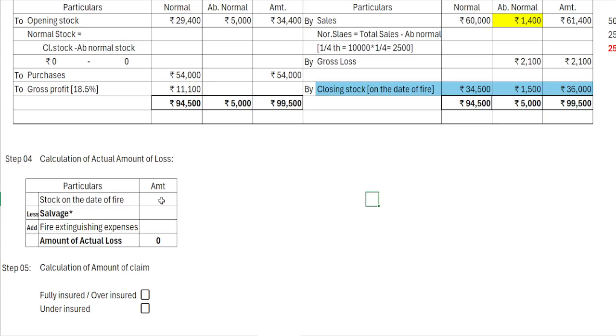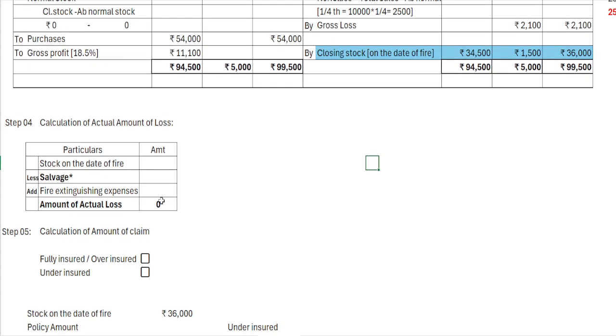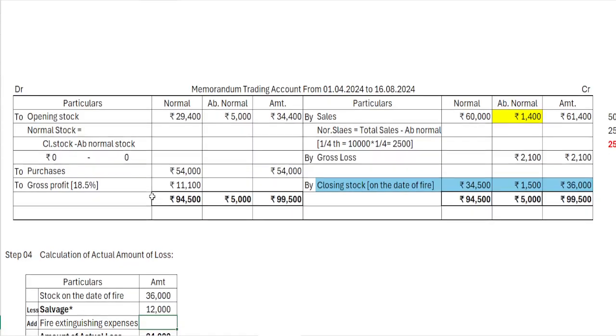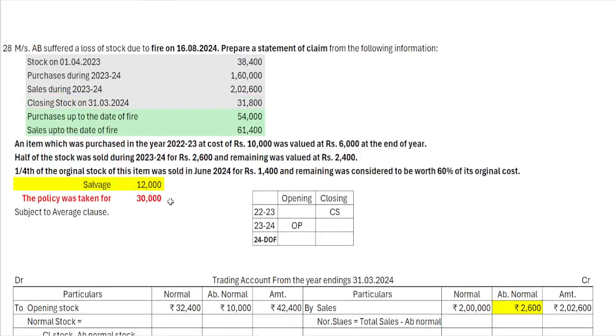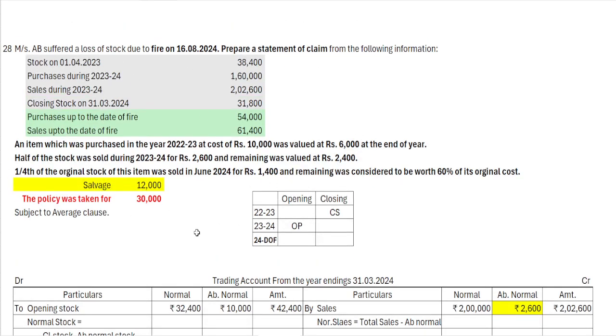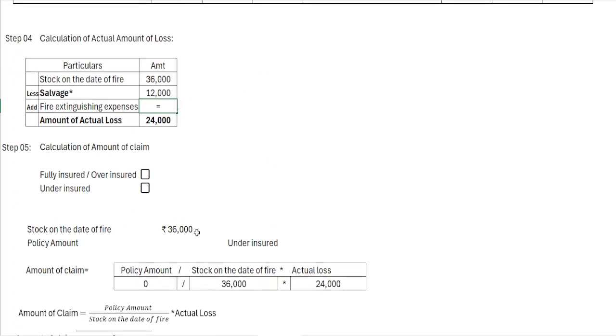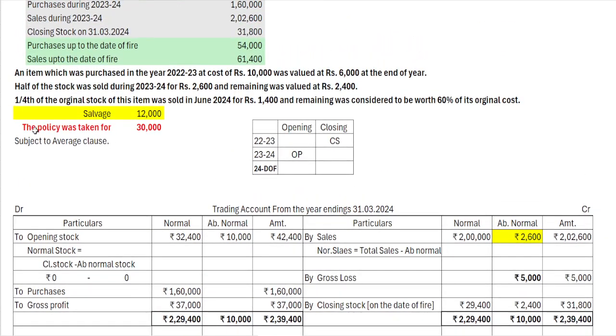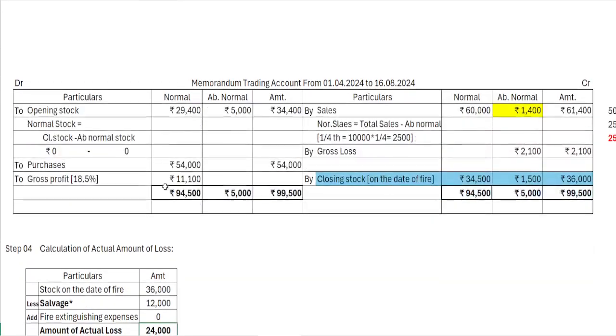Then let's calculate the actual amount of loss. Closing stock on the date of fire is the total we have to take, then the salvage is 12,000. Fire extinguishing expenses are not given, so assuming they have not incurred any, the amount of claim is 24,000. Do we have any insurance policy amount information? Yes, the policy was taken for 30,000. Then the closing stock is 36,000.